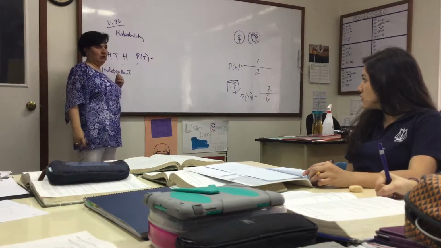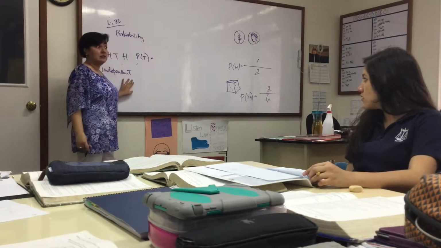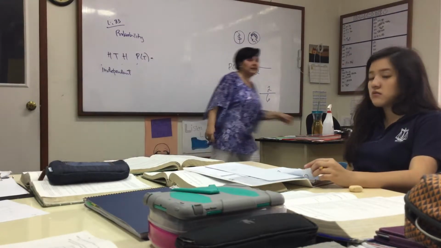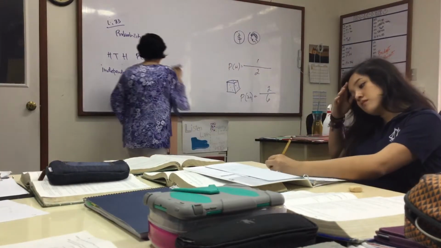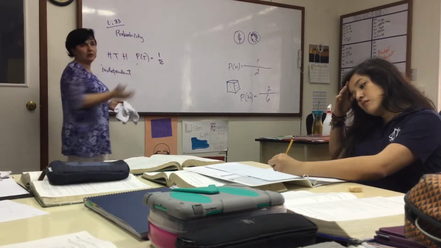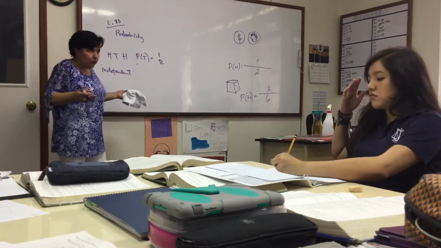It doesn't matter what I got before, right? No. So those are independent, correct? But if I want heads, it's still going to be 1/2, right? Because who cares what you got before? It's still 1 out of 2.